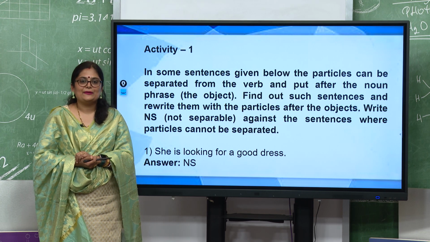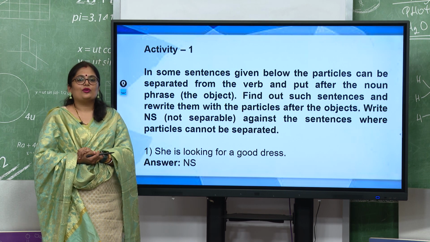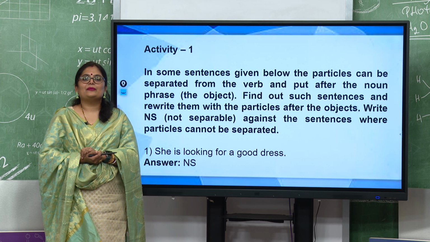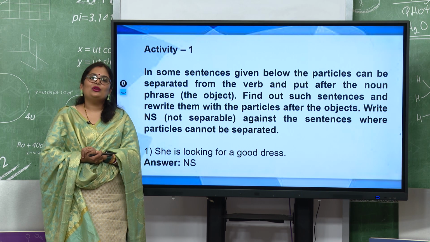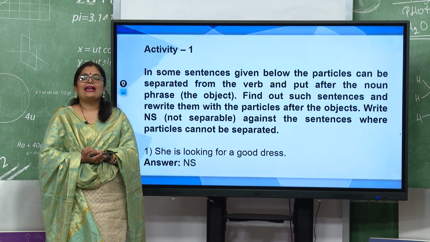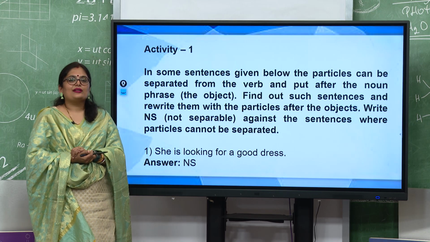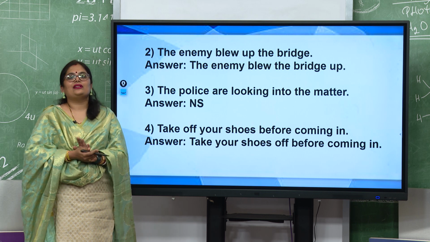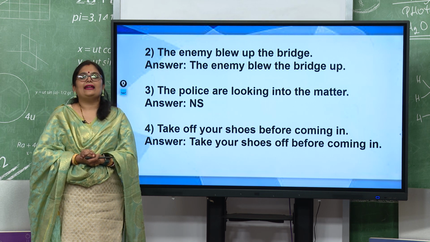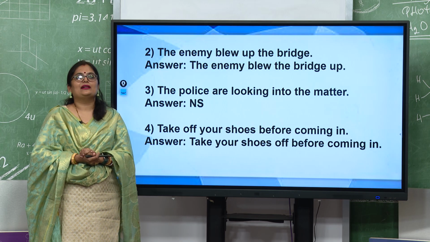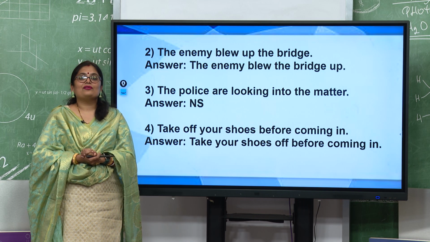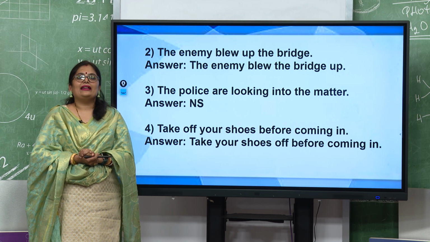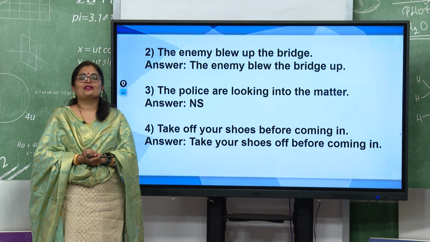Children, look at the first example. She is looking for a good dress. In this particular sentence, can the particles be separated? No. So, what will we write? NS or not separable. Similarly, I have a series of examples for you. The enemy blew up the bridge. In this case, can we separate the particles? Yes, we can. So, how do we write it? The enemy blew the bridge up.